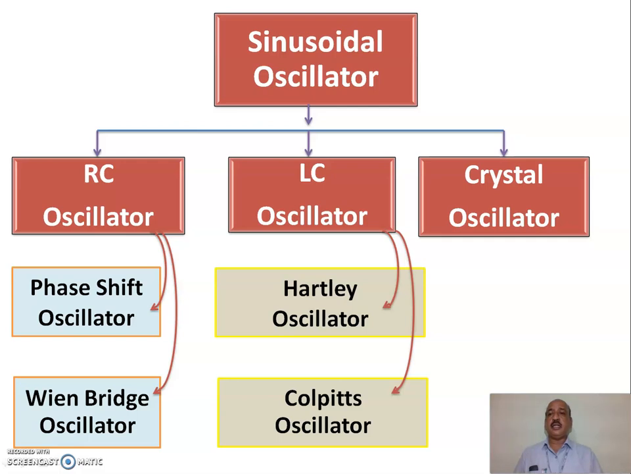Sinusoidal oscillators are classified into three categories: RC oscillator, LC oscillator, and crystal oscillator. In an RC oscillator, resistors and capacitors are used. In an LC oscillator, inductors and capacitors are used. In a crystal oscillator, a crystal is used. Further, there are two types of RC oscillators: the phase shift oscillator and the Wien-bridge oscillator. In the LC oscillator, there are the Hartley oscillator and the Colpitts oscillator. But today in this presentation, we will discuss the phase shift oscillator and the Wien-bridge oscillator.